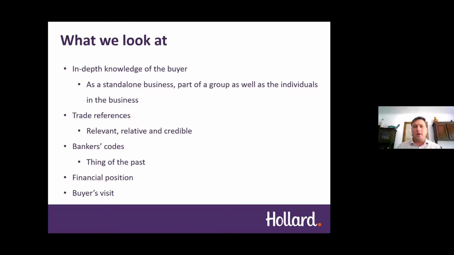But I thought it would be quite interesting for me to just go through what we look at when we underwrite a risk. So I've spoken about the economy, about how a client can manage their risks or assess their credit risks, and the difference between scams and the different types of frauds. And then it's what do we look at when we assess a risk?